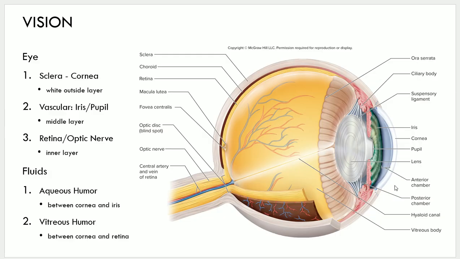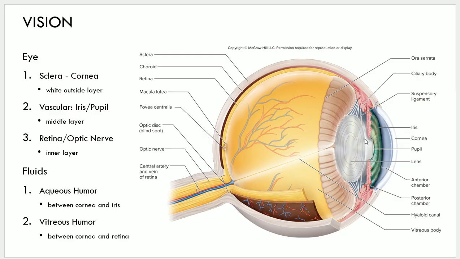Then we have the vascular part, so that's the middle layer of the eye, which happens to be the iris and the pupil. So the iris is the colored part, and then the pupil is actually not a structured part. If you're looking in a mirror, you see the black spot in the middle. That's your pupil, but the pupil is just a hole, and this is where you learn that the pupil is not a structured part. It is just a hole. That's it.